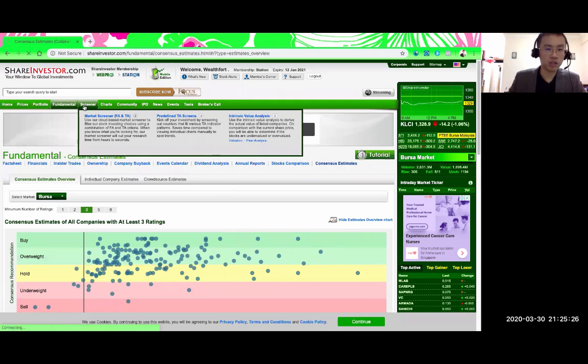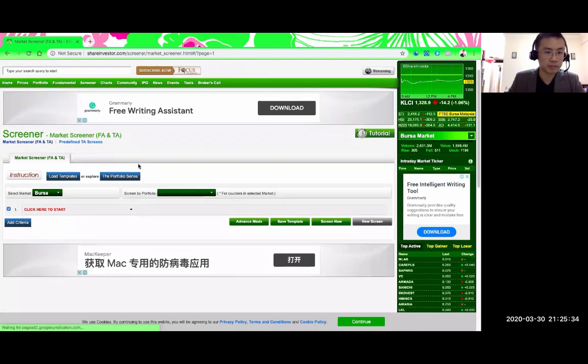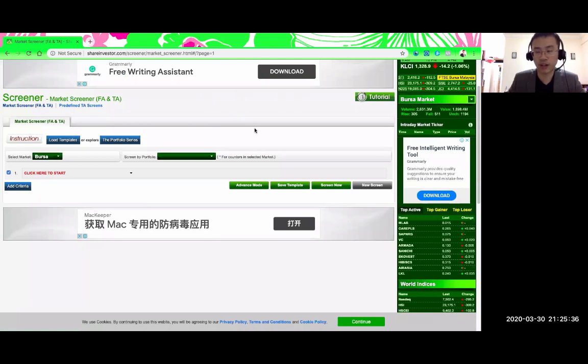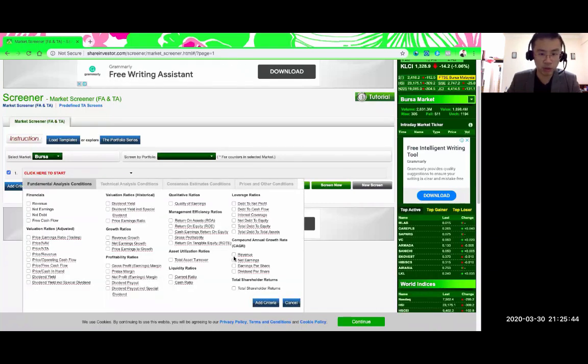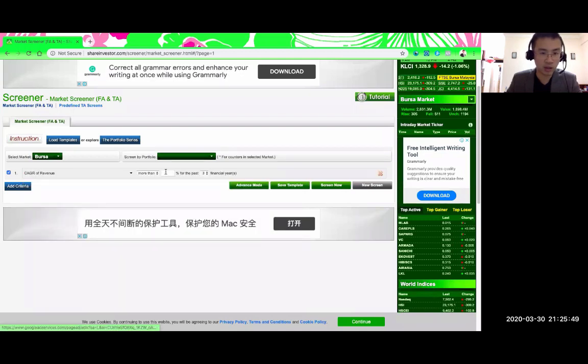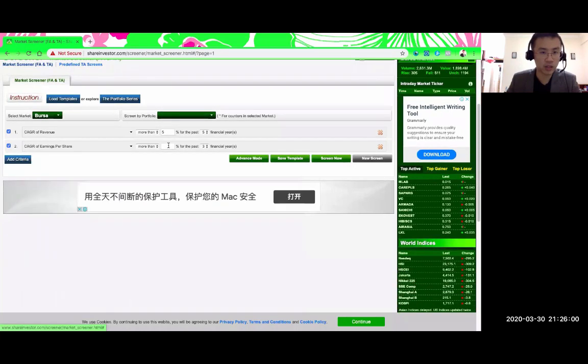So let's go to the screener tab. We have 3 screeners you can use here. Number 1 is the market screener. Of course, you can find screeners in other software platforms as well, but in ShareInvestor Station you can also find one. For example, you want to find revenue growth, compound annual growth rate of about 5% for the past 5 years. Then you add criteria. Then, for example, you want net earnings per share compound annual growth rate to be more than 5% over the past 5 years.